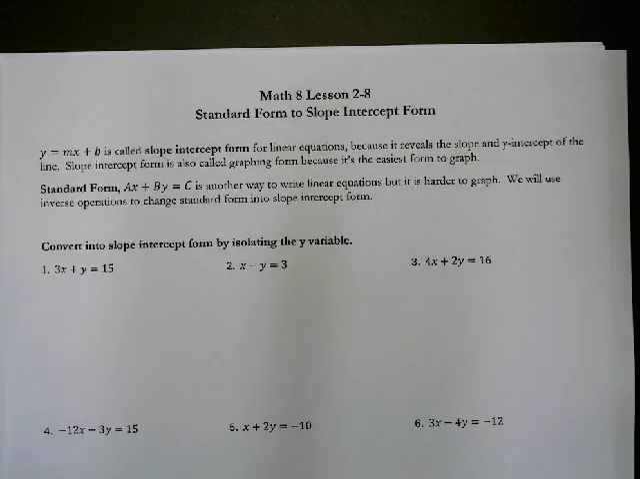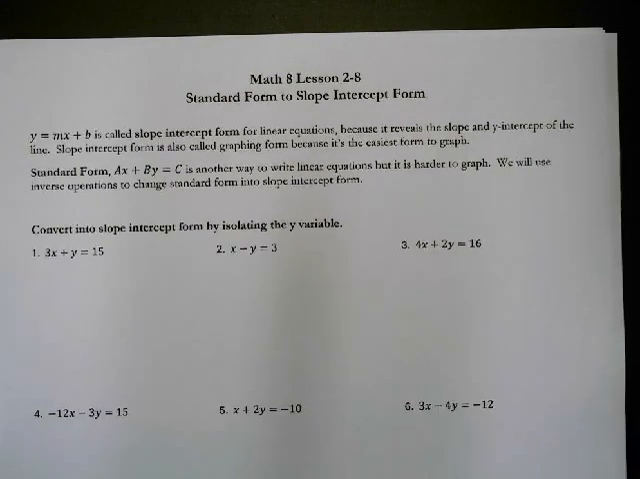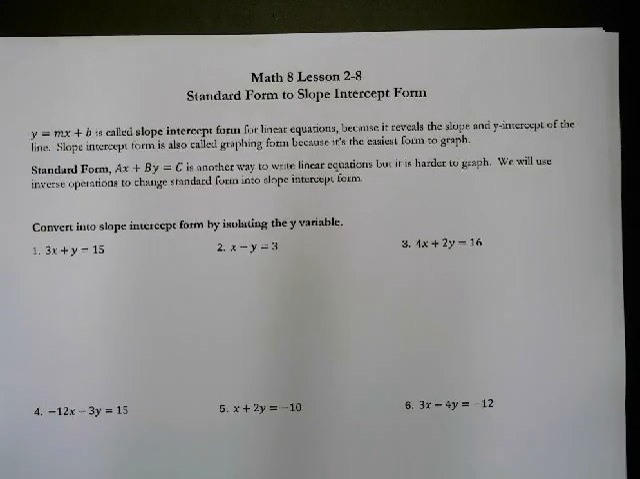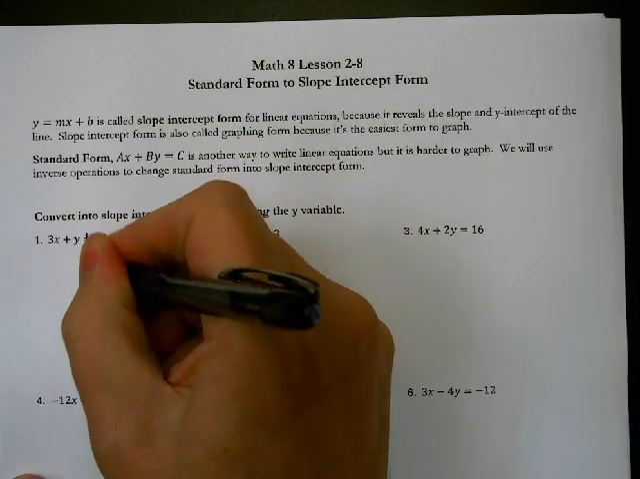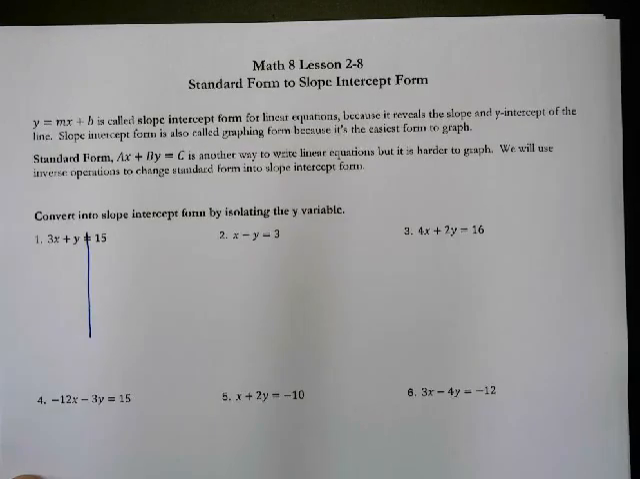Now, if we want to graph, we do not want it in standard form. You could graph with standard form. It's just not as easy. So we're going to usually want our equations in slope-intercept form before we graph it. So here we go. We're going to convert these into slope-intercept form by isolating the y variable, getting y by itself. And it's kind of like solving equations that we did in Unit 1. We're going to use inverse operations so that we can get them into slope-intercept form.